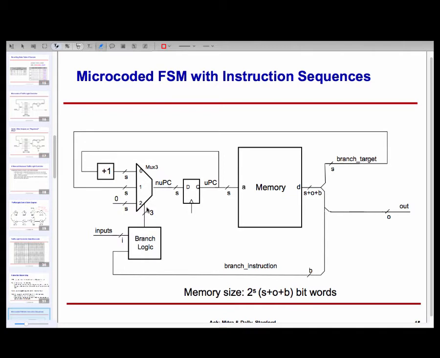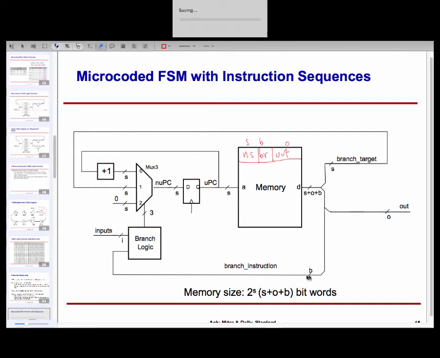So the idea is that if I look at the memory instruction, it will have next state, that would be S bits. It will have B bits of branch, and it will have O bits of output. So each memory location has three fields in it. It has S bits of next state. Think of it as the next address. B bits of some special bits which we call branch instructions, which is what we have out here. And I have O bits of output.